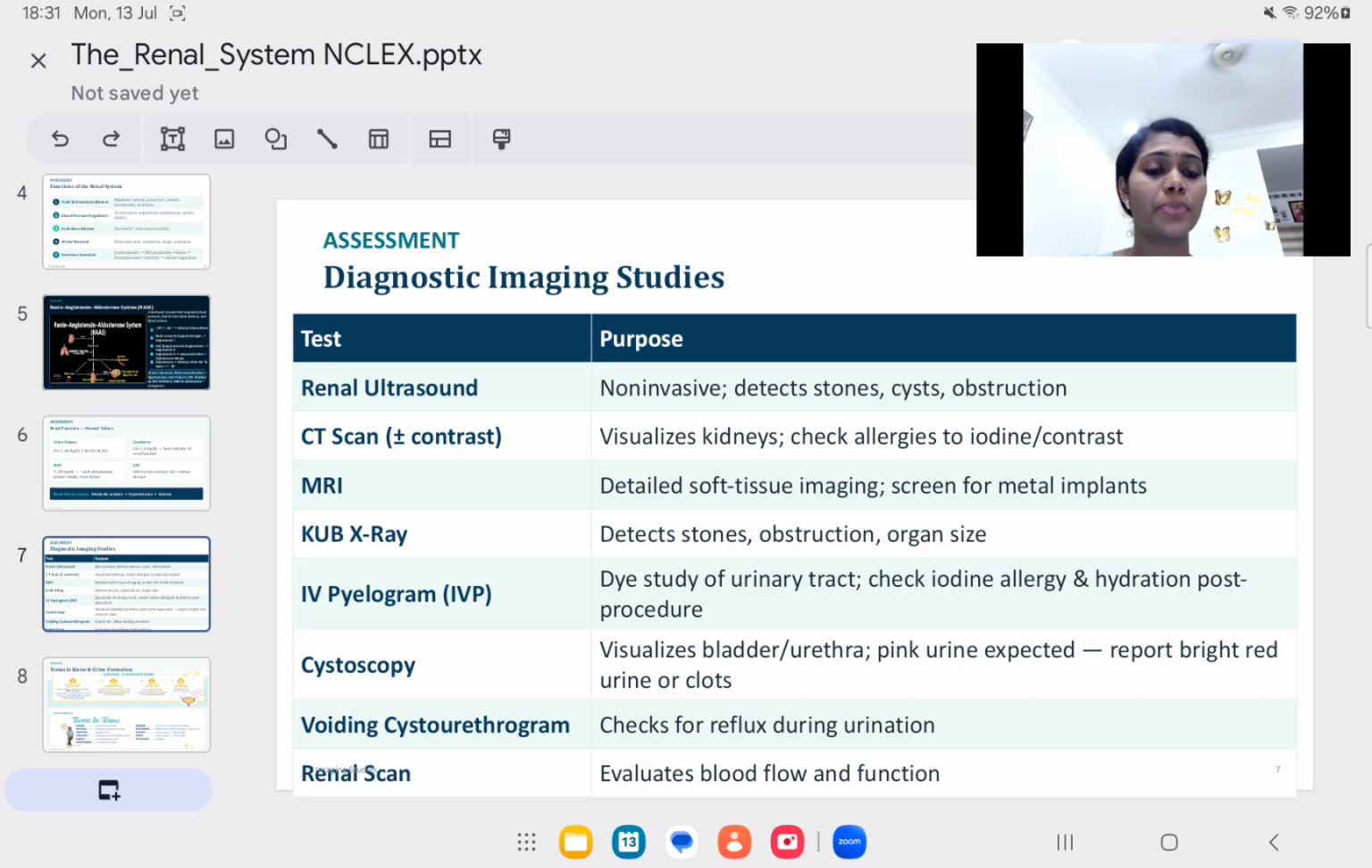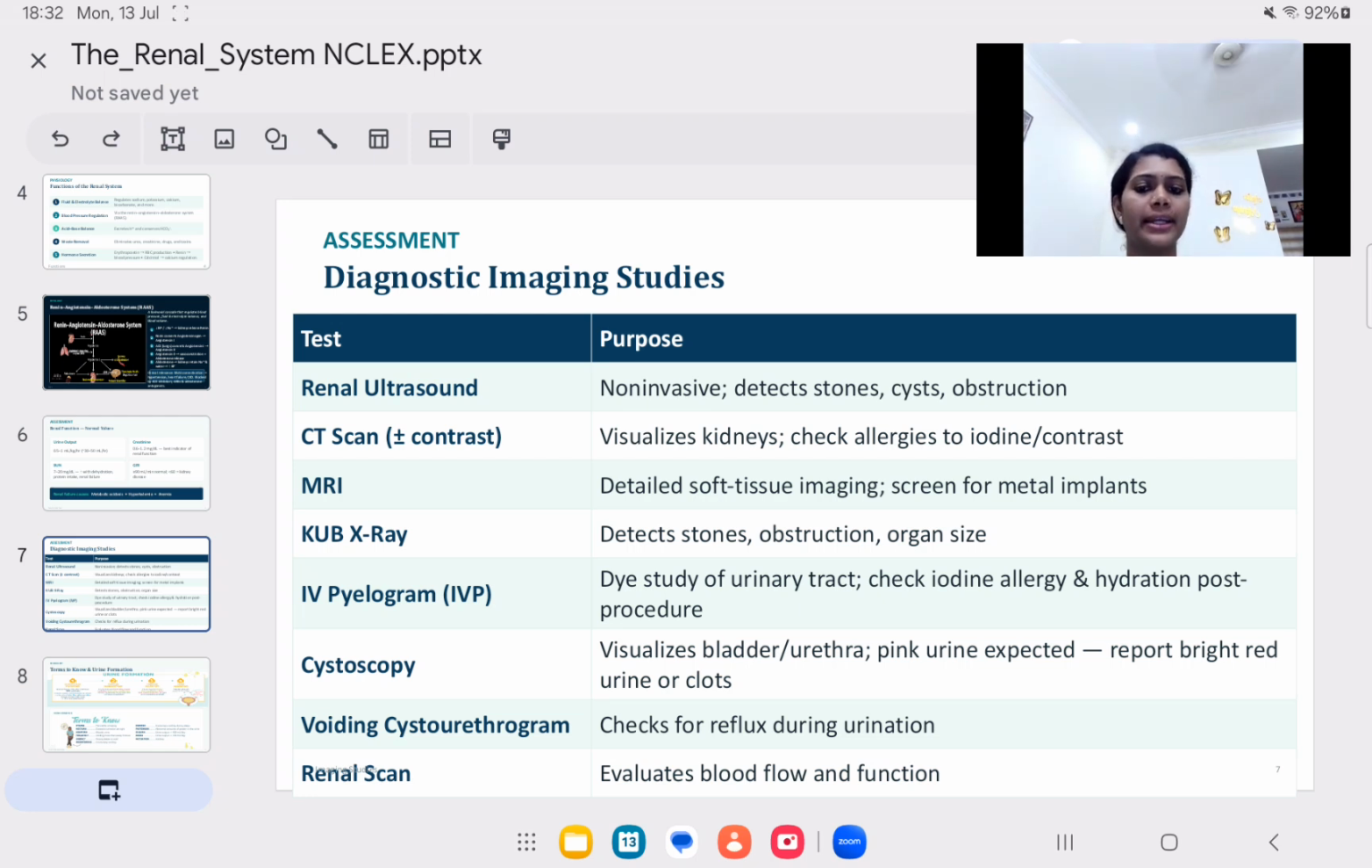Instead of pink color, if the patient is seeing bright red urine or any clot, we need to educate that it is not normal, it is abnormal. We can go for any other test, or we need to report to the physician. Okay, is that clear? Are you getting such types of questions? What will be the priority, like that?